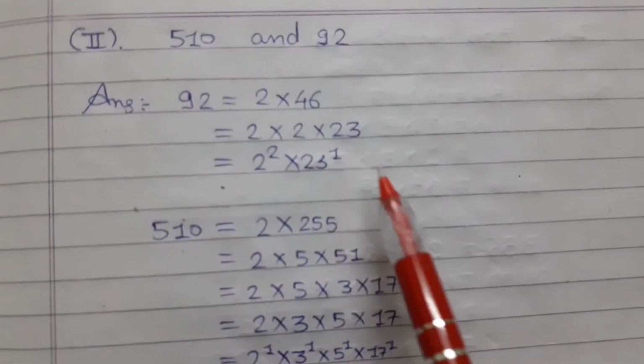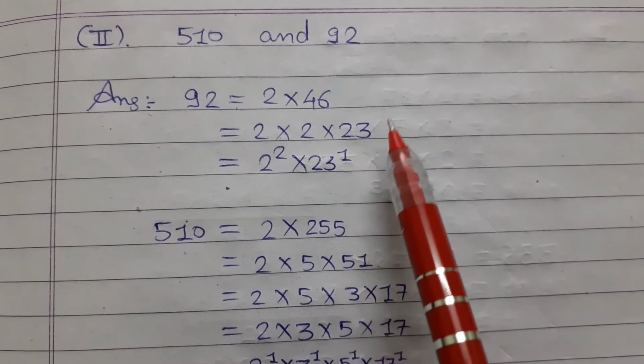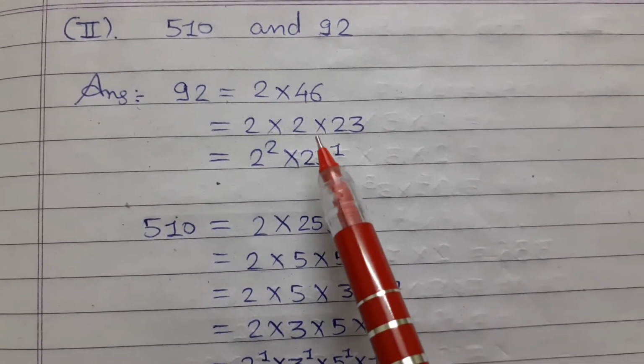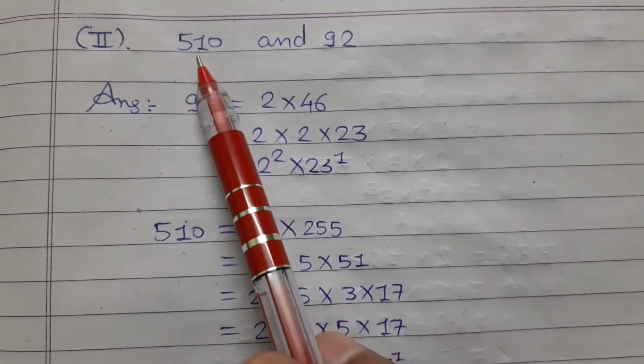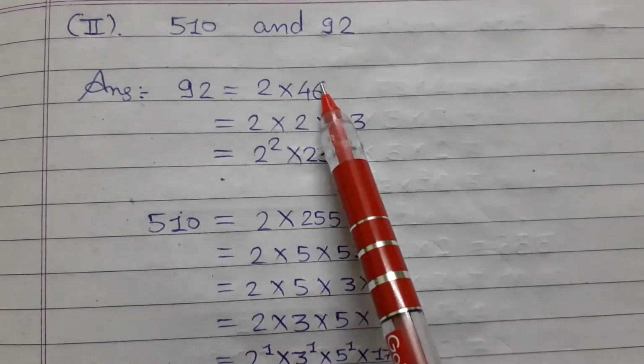The second question also we have to solve by the same formula, that is LCM into HCF is equal to the multiplication of two numbers. Here the two numbers are 510 and 92. The factors of 92 are 2 into 46.